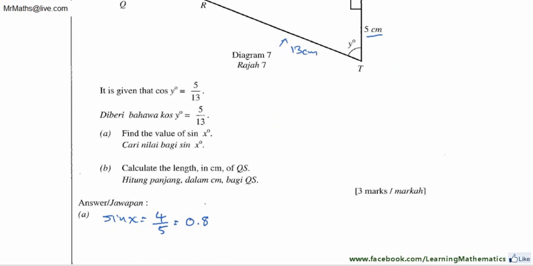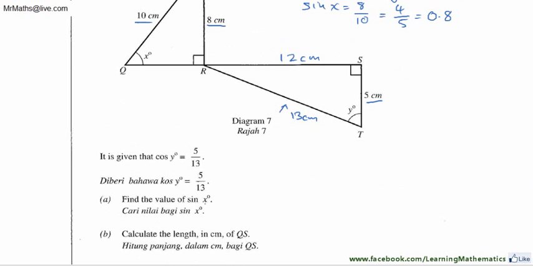Then B, calculate the length in cm of QS. Okay, so you need to calculate. So we need to show the Pythagoras theorem then, because we cannot just give the answer, it's 12. We need to show the calculation.